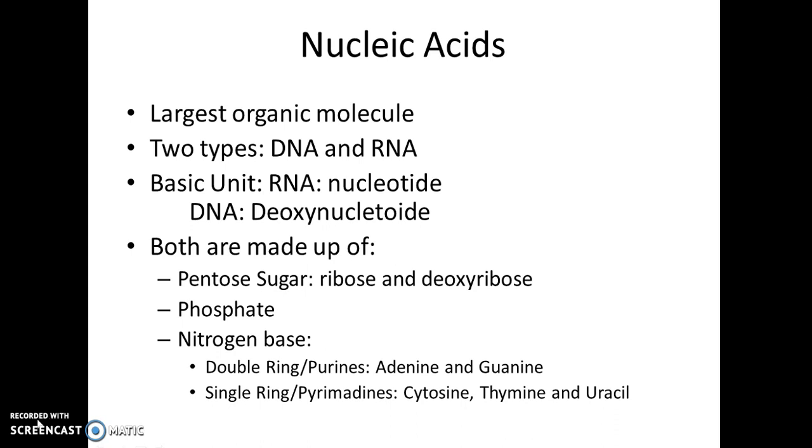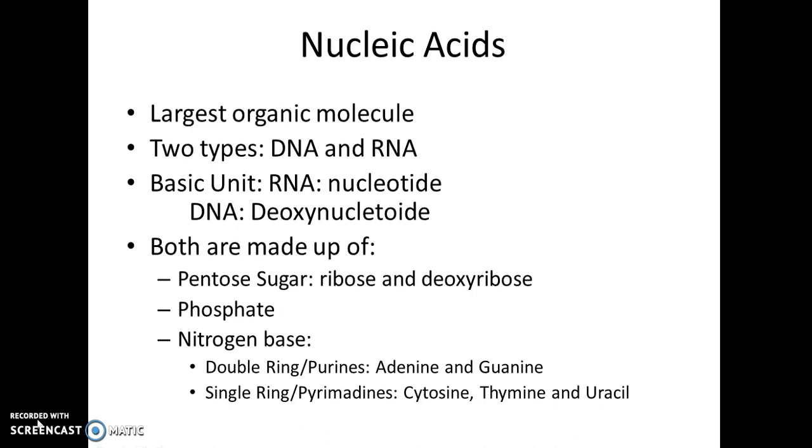But they are both made up of subunits, three subunits in fact. The first is a pentose sugar. Now, the pentose sugar is what is different in the ribose and deoxyribose. Pentose sugar has 5 sides. Ribose has an extra oxygen, and deoxyribose has one less oxygen. That's why it's called deoxy. There's a phosphate group, and then nitrogen bases.